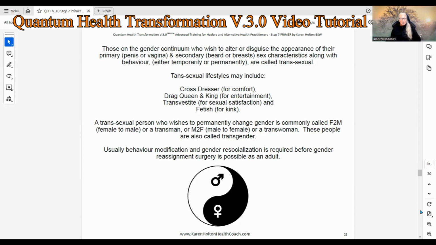A transsexual person who wishes to permanently change gender is commonly called F to M, female to male, or trans man, or M to F, male to female, or a trans woman. These people are also called transgender. Usually, behavior modification and gender resocialization is required before gender reassignment surgery is possible as an adult.